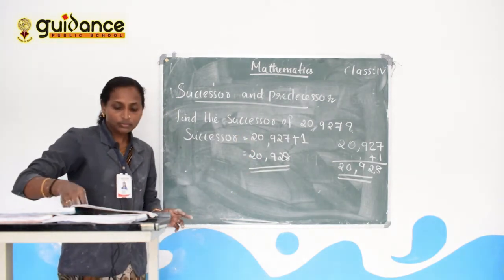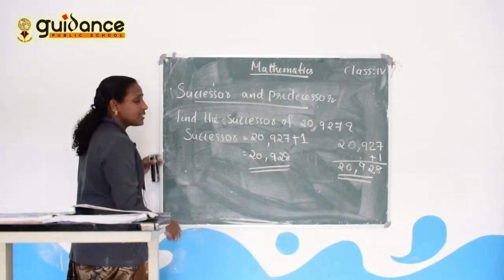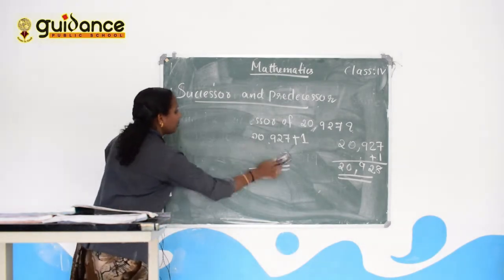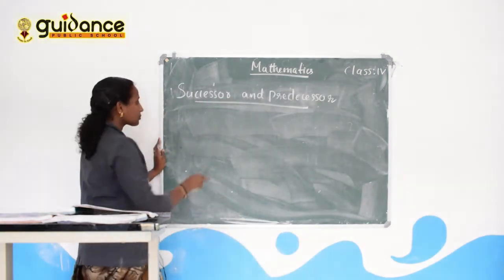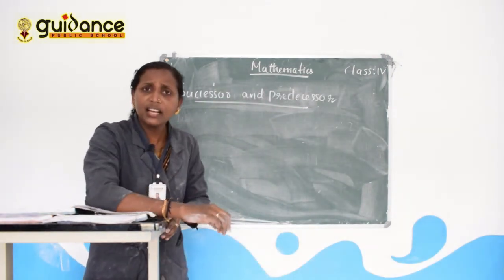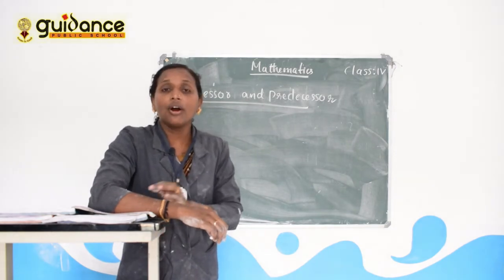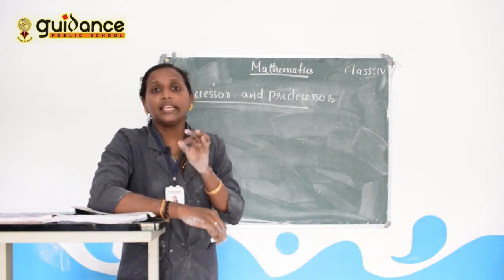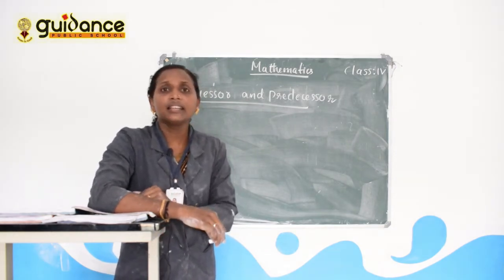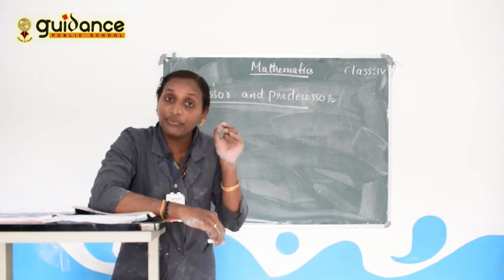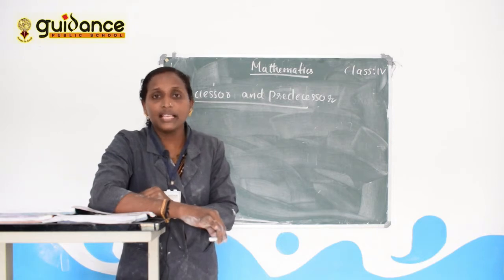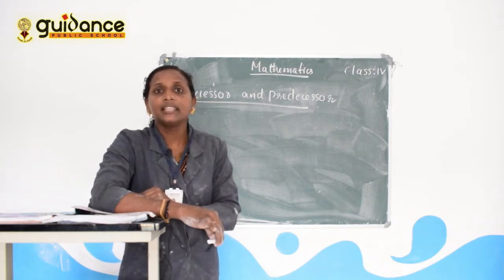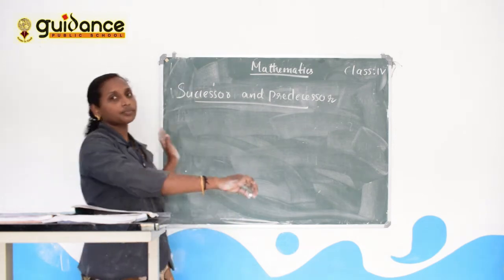The next one, predecessor. So what is the predecessor? The predecessor of a number is the number that comes just before it.